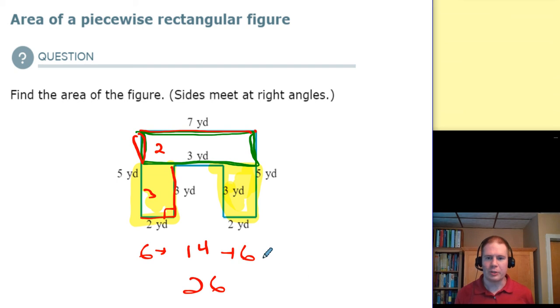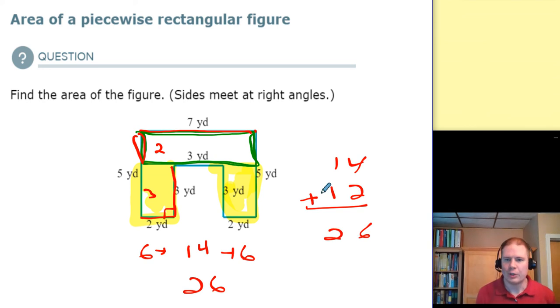Or 6 plus 6 is 12. And 14 plus 12, 26. Right? So it's piecewise rectangular. We're looking at all of those rectangles that add up to make the big rectangle, adding up their areas.